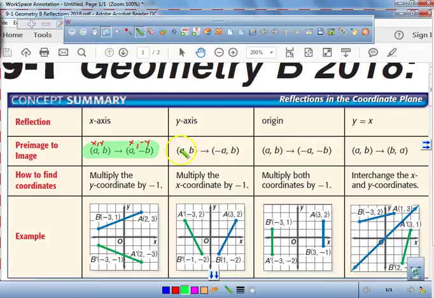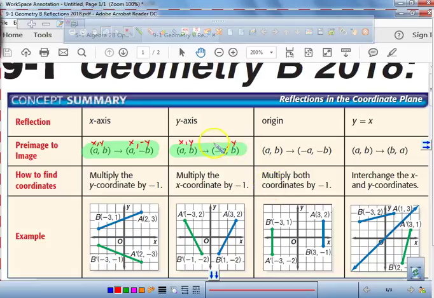If we were to go over the y-axis, what happens with the x and the y value? What stays the same? The y value stays the same, but what happens to the x value? It becomes its opposite.